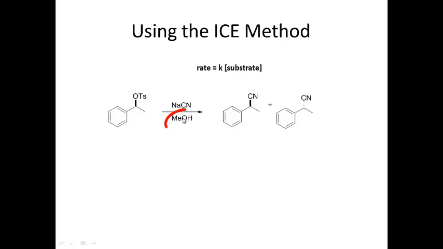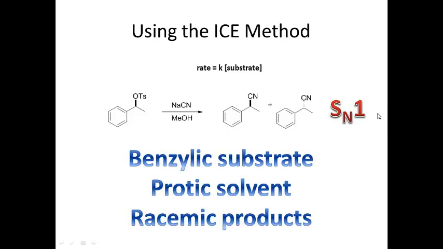We are in a protic solvent, and then we have a pretty good nucleophile, and then we get a racemic mixture of products. So which mechanism would this particular reaction be going through? It's got to be going through the SN1 because of the benzylic substrate. Remember, that can do SN2 or SN1, but in this case we're in a protic solvent, so it's more than likely going to do SN1. And then the products are racemic, which is also characteristic of the SN1 mechanism.